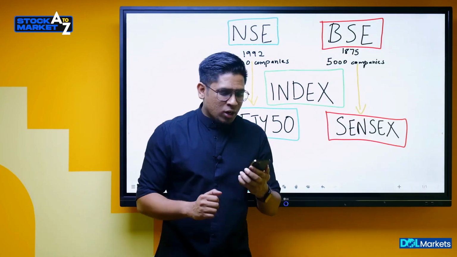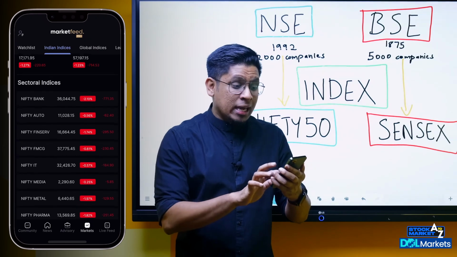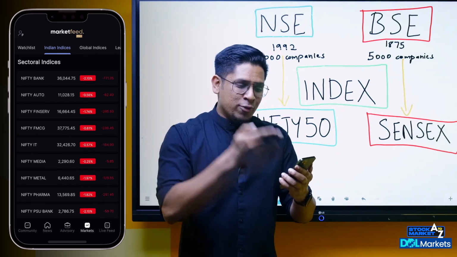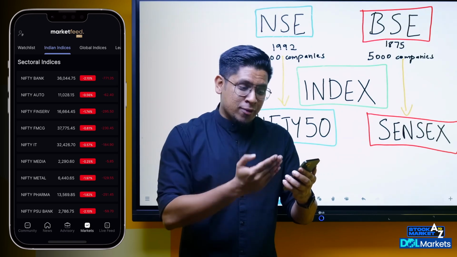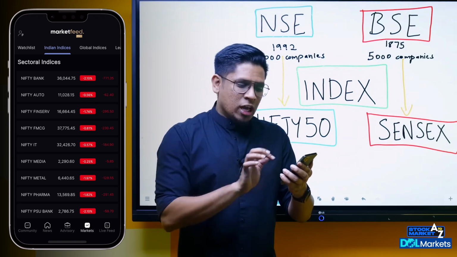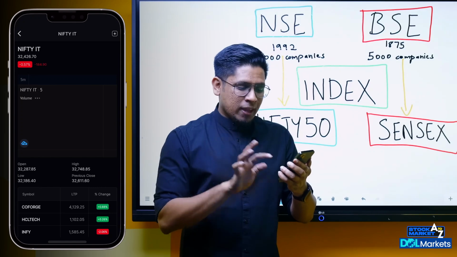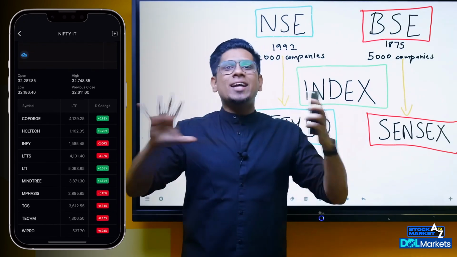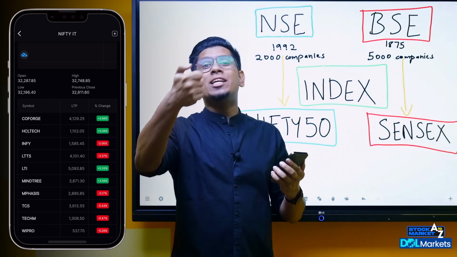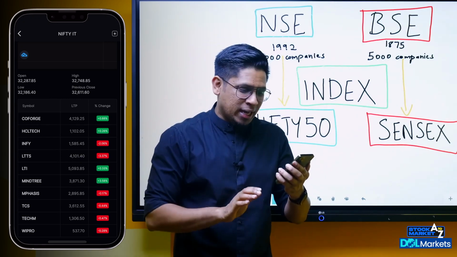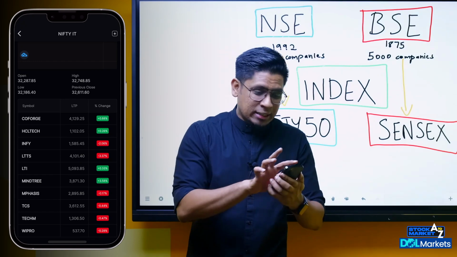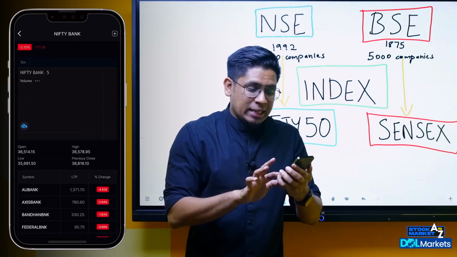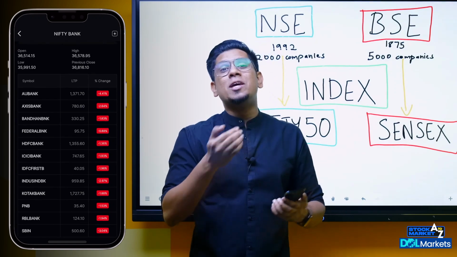Now, in order to get more clarity, let's come to Market Feed app again, where we can see sectoral indices here as well. We can see Nifty Bank, Nifty Auto, Nifty FinServ, Nifty FMCG, Nifty IT, which we discussed. So let's click on Nifty IT. And see, these are the constituents of Nifty IT. All the IT stocks are not there, but top IT stocks are there as part of Nifty IT. So these are the different stocks in Nifty IT. Just like that, we can go back, say, probably we can click on Nifty Bank. And these are the constituents of Nifty Bank.